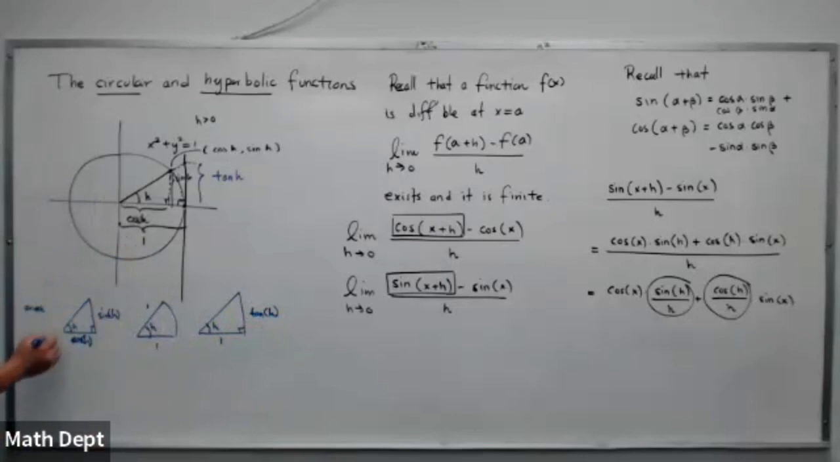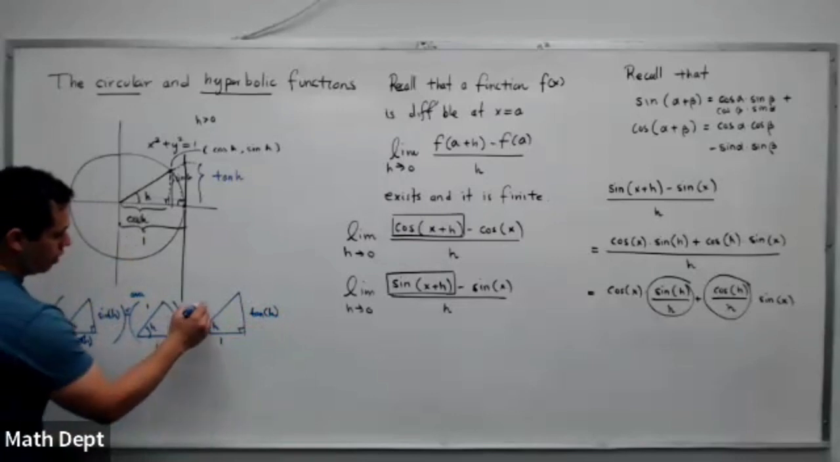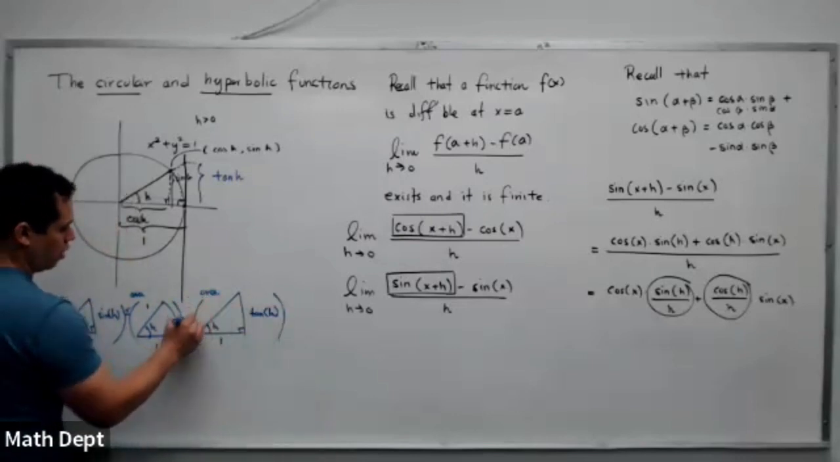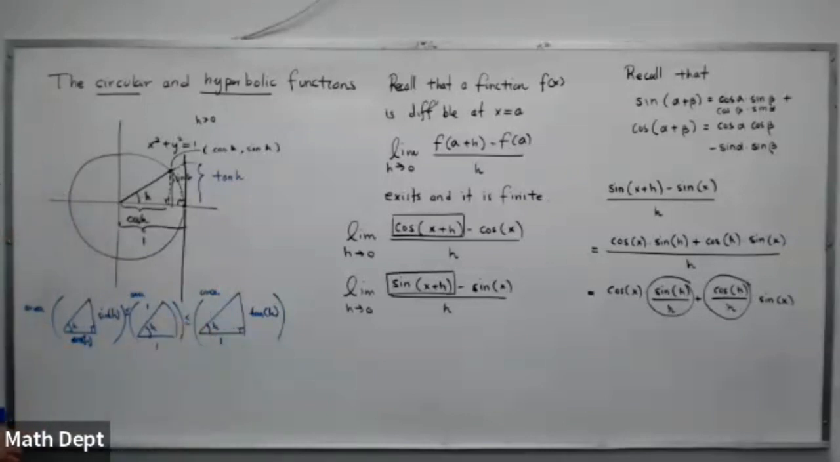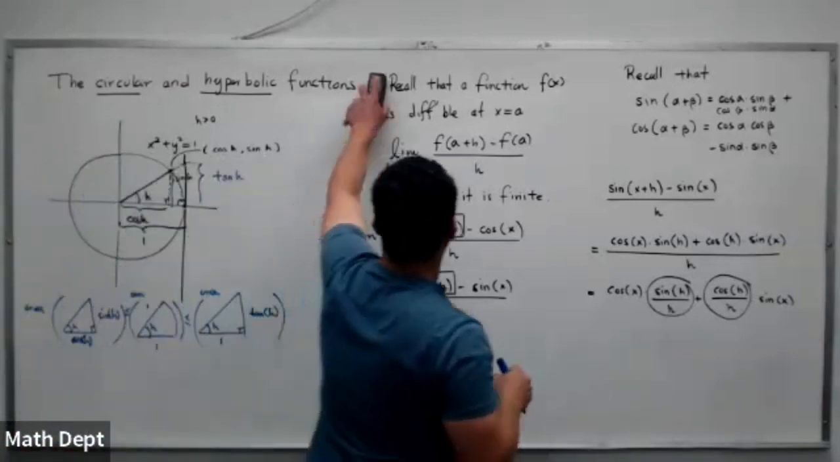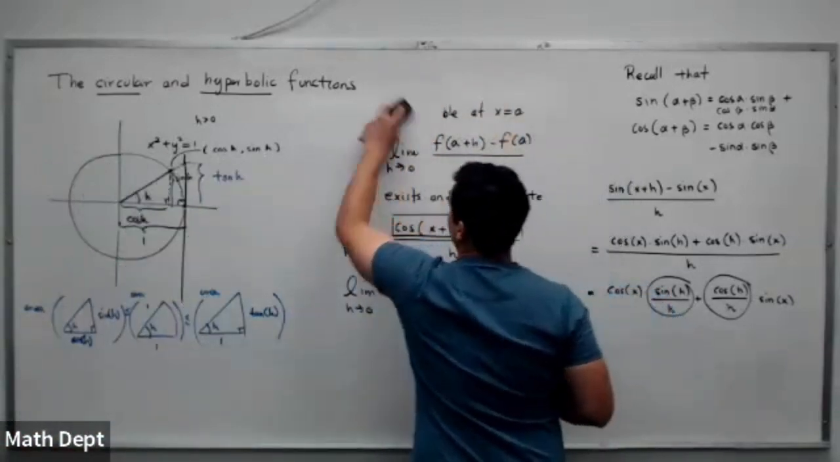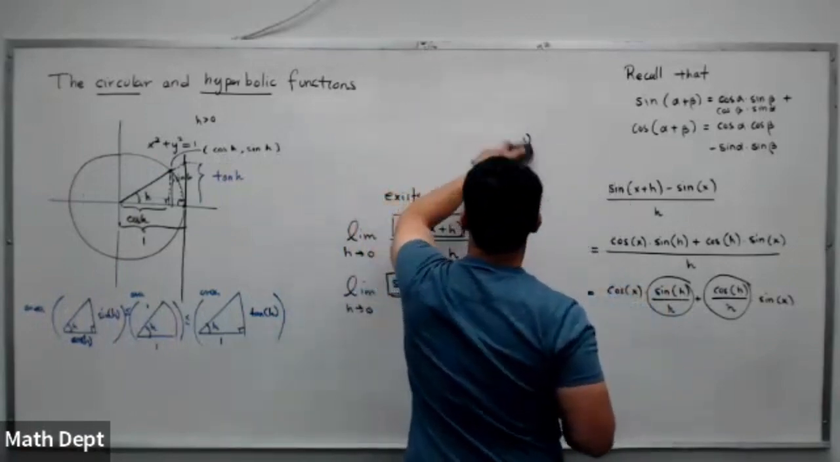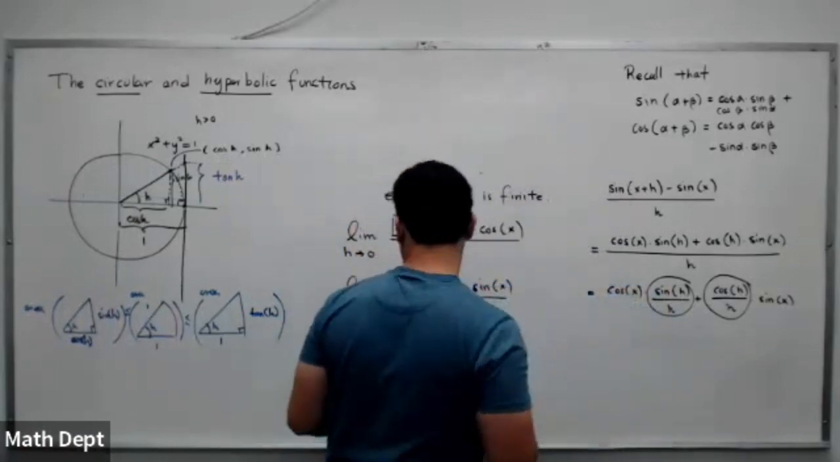The area of this triangle is smaller than the area of this sector, which in turn is smaller than the area of the big triangle. So that puts me in a position where I can make a comparison, but now turn this geometric configuration and write it algebraically.